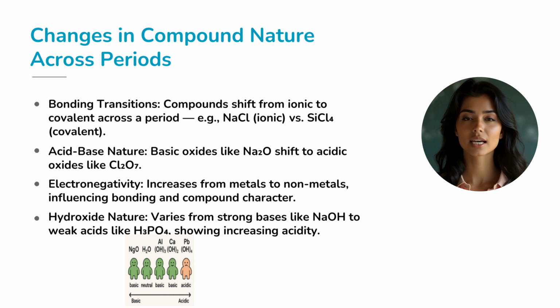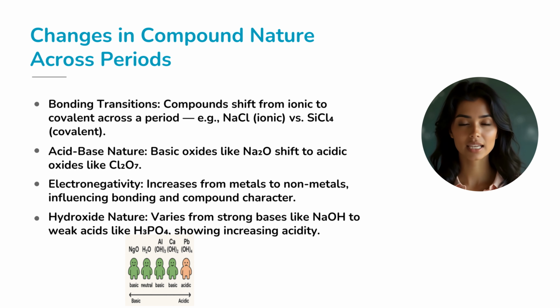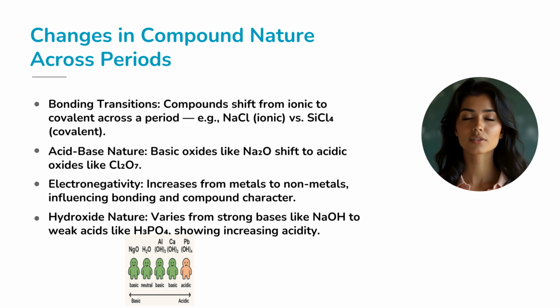This is mirrored in their hydroxides as well, from strong bases like NaOH to weak acids like H3PO4 and strong acids like HClO4. Even bonding types shift. Sodium chloride is ionic, while silicon tetrachloride is covalent. These progressive shifts show how beautifully chemistry follows patterns in the periodic table.